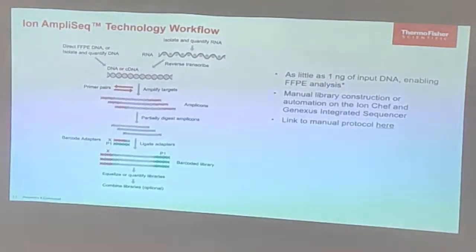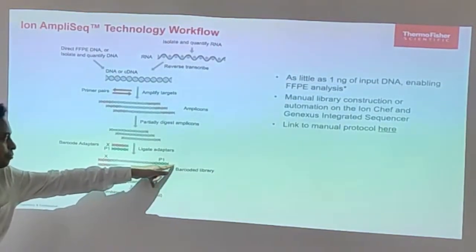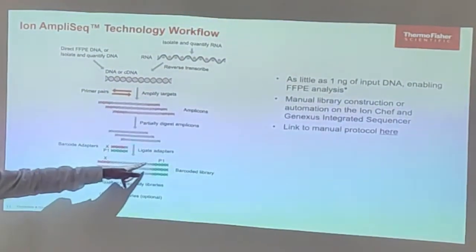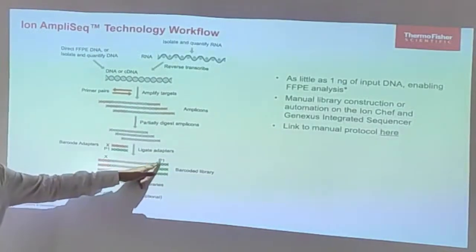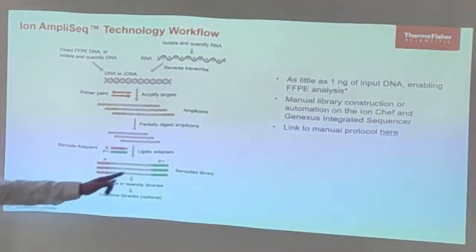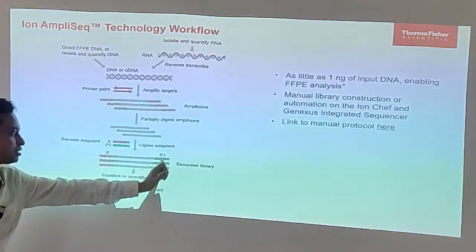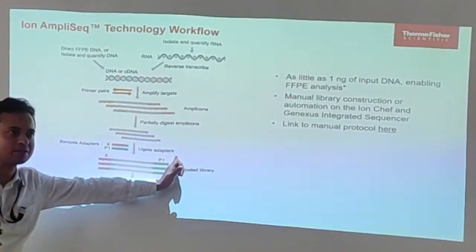So in that case, only this part will be attached, but the amplification will start from this part. So if the P1 part is not there, then the amplification will not start. The P1 adapter is a certain stretch of sequence that is attached with the barcode library.